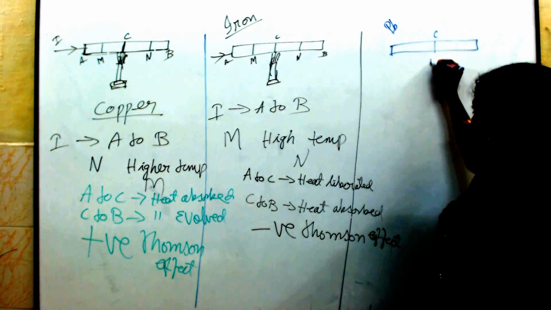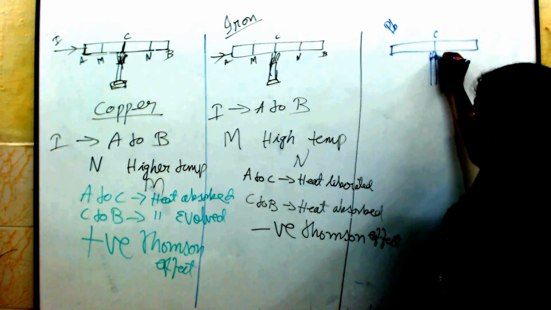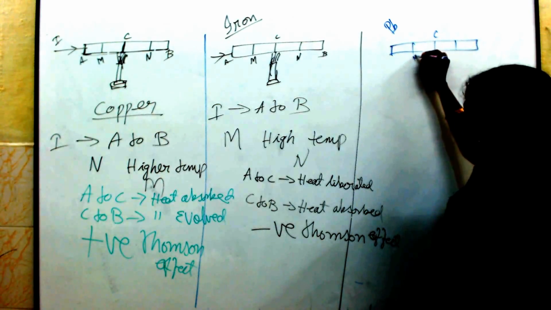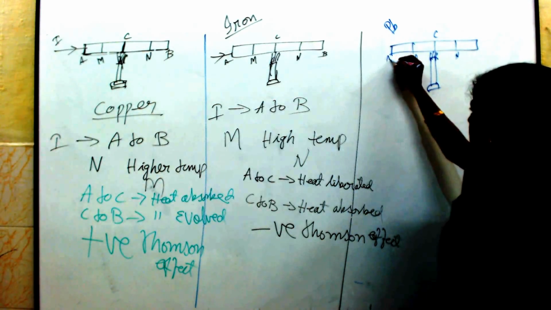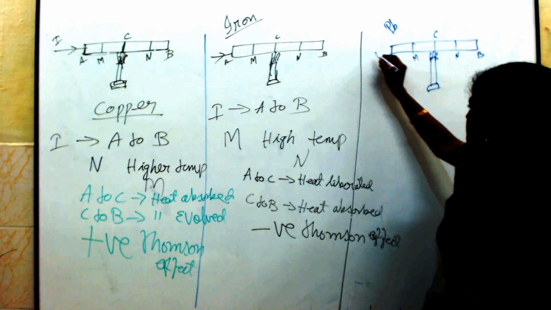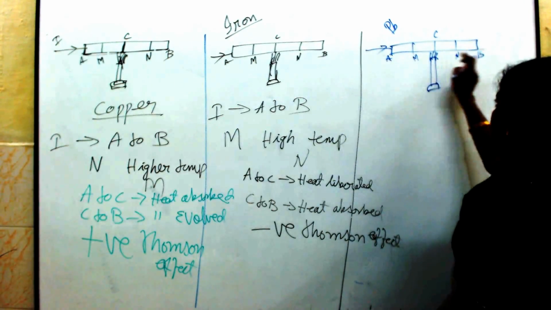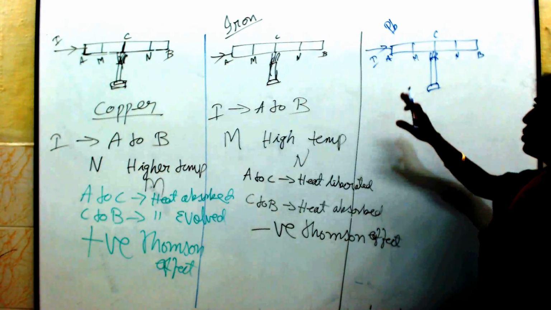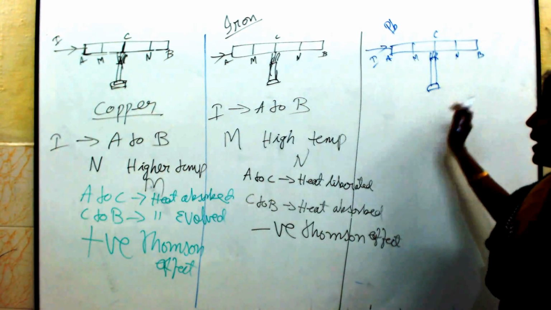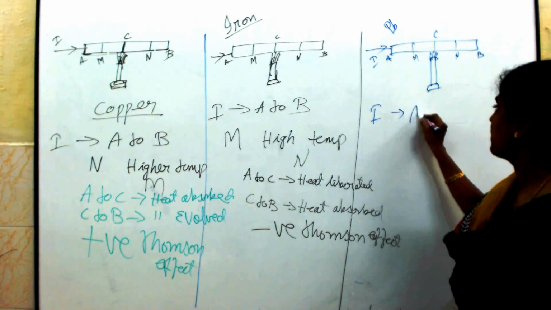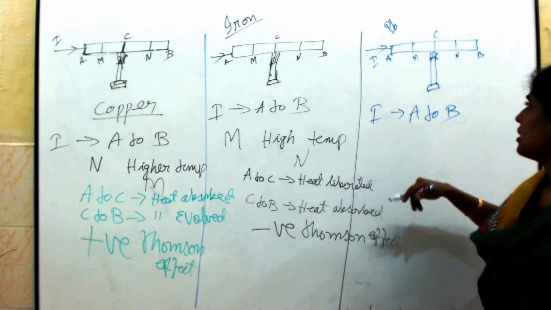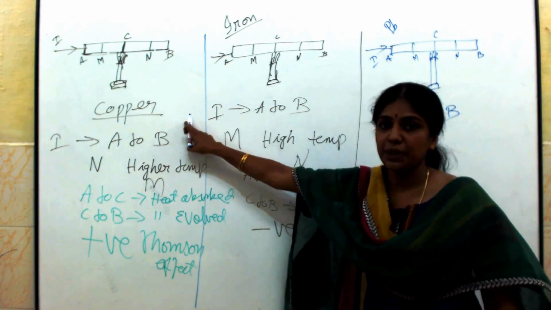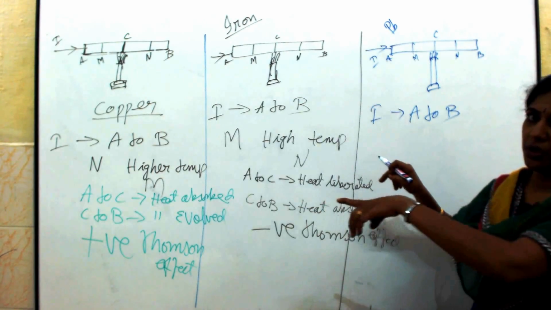Here also the same thing. I am going to heat this lead at the center, with two points M and N equidistant from C, and AB is the starting and the final point. Current is flowing in this direction. See what he noticed: in the earlier two examples, when current flows from A to B, N is at a higher temperature here, and M is at a higher temperature here.